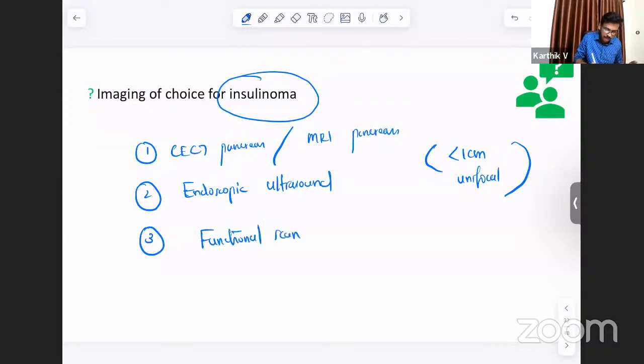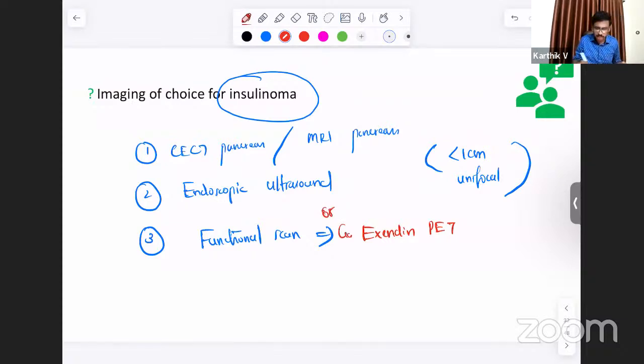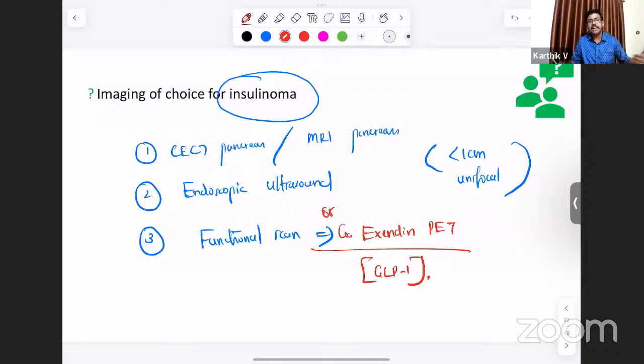Okay, the functional scan, which is the preferred one, is the Exendin PET scan. Gallium 68 Exendin PET scan. I'm not going into much of the details. The Exendin will bind to the GLP-1 receptor. The GLP-1 receptor will be abundantly expressed in the insulinoma, whereas it will not be there in other pancreatic neuroendocrine tumors. So by doing this Exendin PET scan, you can differentiate insulinoma from other pancreatic neuroendocrine tumors.